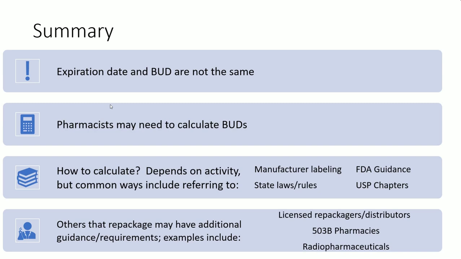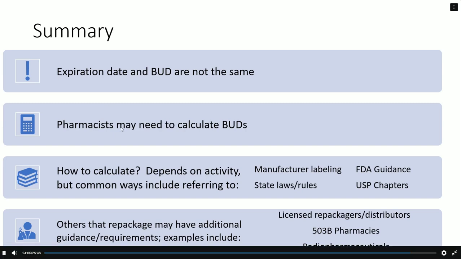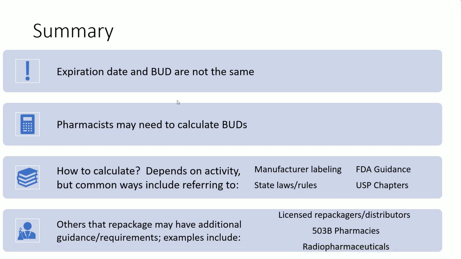Now, as I mentioned, these are only 3 types of activities that could require a beyond use date. There are other types of repackaging, other types of practitioners, distributors, and other drugs and specialty products. There are also 503B pharmacies that have their own guidance. So this is not the end-all of beyond use dates.